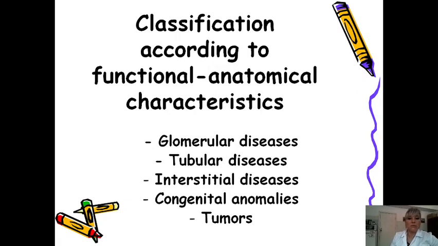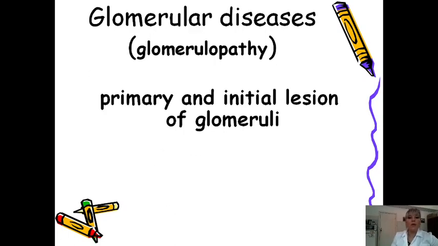But today we use new classification according to functional anatomical characteristics. There are 5 main groups of diseases in the kidneys: glomerular diseases, glomerulopathy, tubular diseases, tubulopathy, interstitial diseases, congenital abnormalities, and tumors. More about each of them.